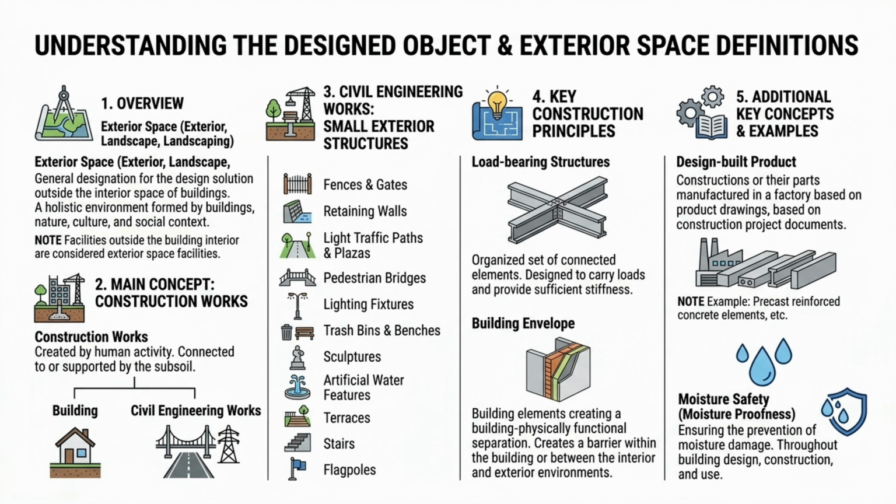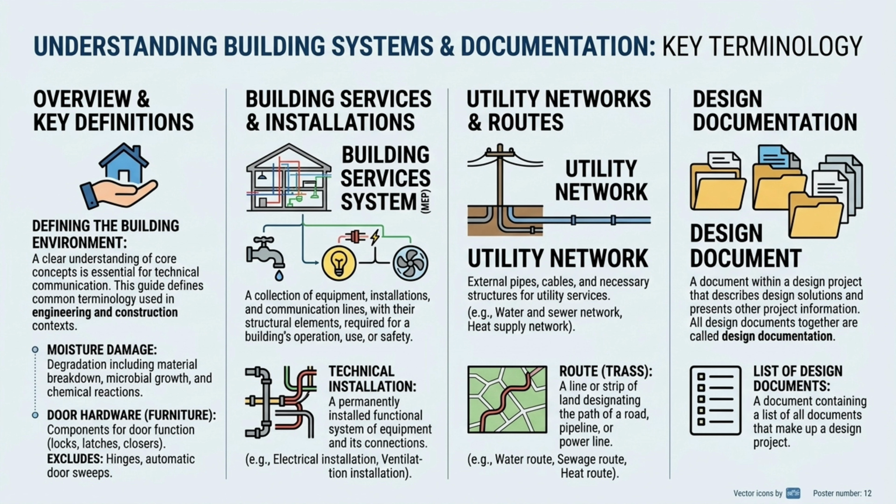Finally, moisture safety or moisture proofness is crucial in all construction work. It involves ensuring that the building and its elements are designed, built, and used in a way that prevents moisture damage. Proper moisture control maintains the building's durability and healthiness throughout the life cycle. Understanding those definitions helps to clearly define how objects and concepts fit into the broader context of design, exterior spaces, and construction works. Understanding the building environment starts with the knowledge of key concepts used in engineering and construction.